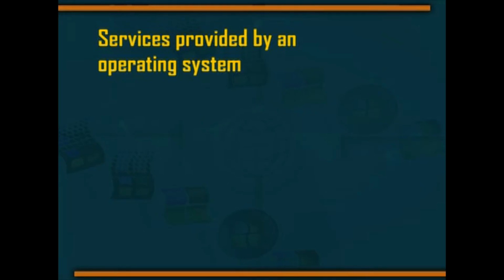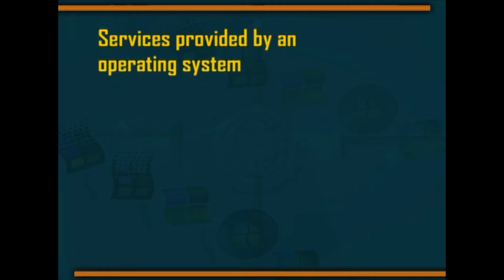An operating system provides services to both the users and to the programs. It provides programs an environment to execute. It provides users the services to execute the programs in a convenient manner. A few common services provided by an operating system are program execution. It loads a program into memory, handles program execution.